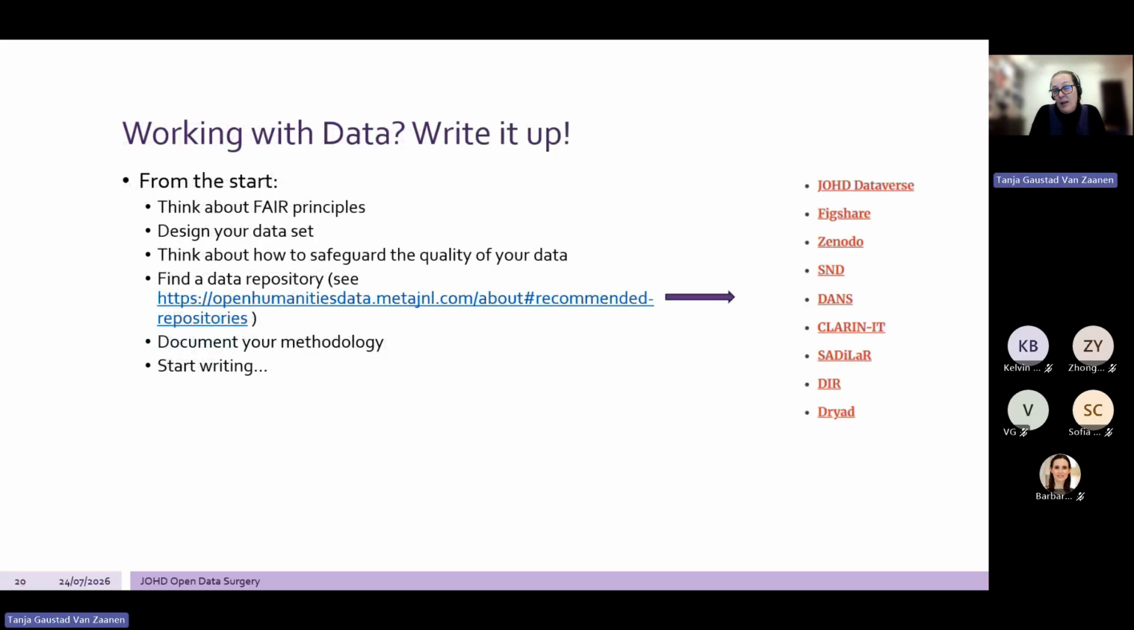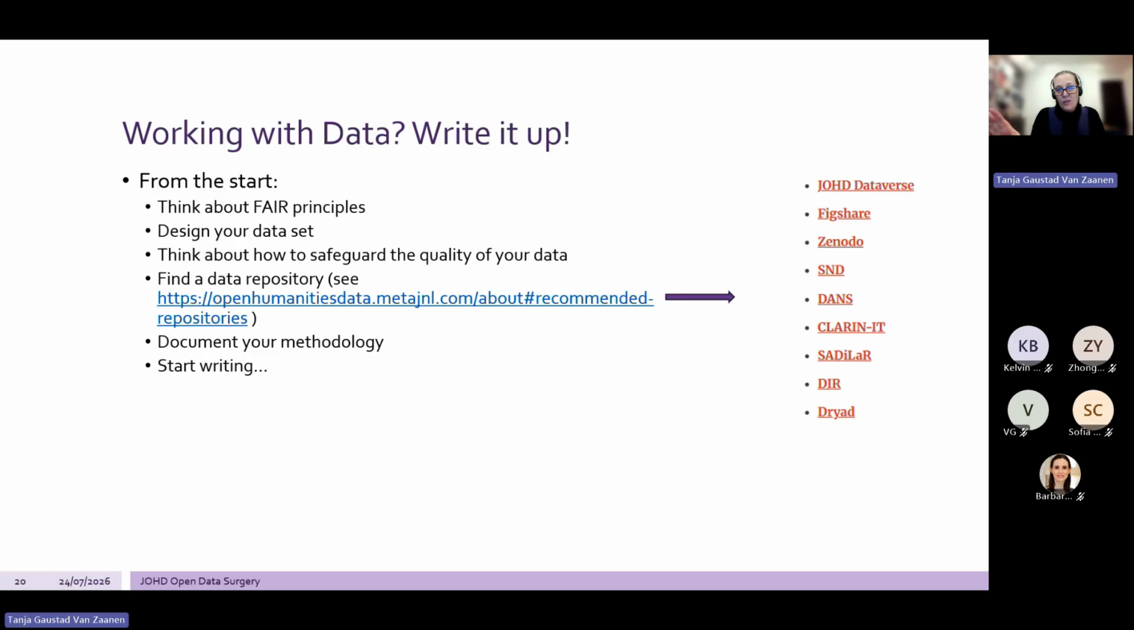So, very short and sweet, if you're working with data, I would say write it up right from the start, write down your decisions, think about FAIR principles, try and design your data set as much as you can. Also think about how you can safeguard the quality of your data and document your methodology as well.